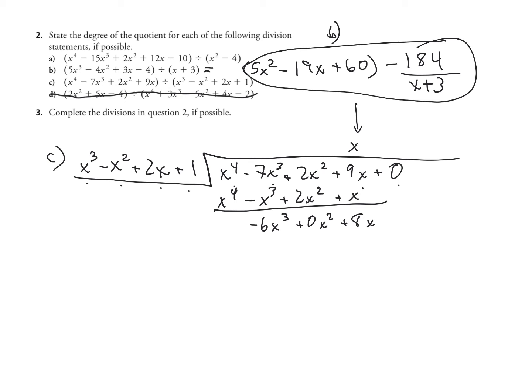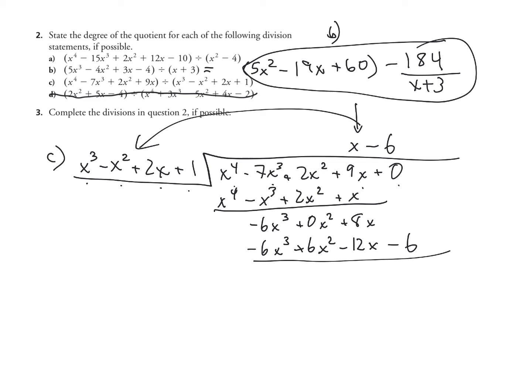This goes, divide by x cubed. You got minus 6. So come back down. You get negative 6x cubed minus 6x squared minus 12. Oh, that should be plus 6x squared. Minus 6 times negative 1. Minus 12x minus 6. Subtract, 0, you got negative 6x squared here. 8 minus negative 12 is plus 20x. 0 minus negative 6 is plus 6.